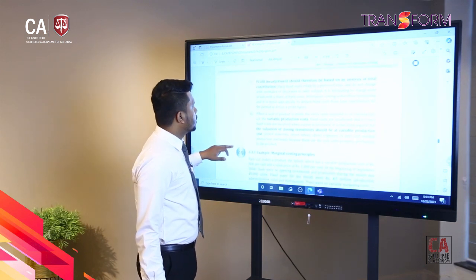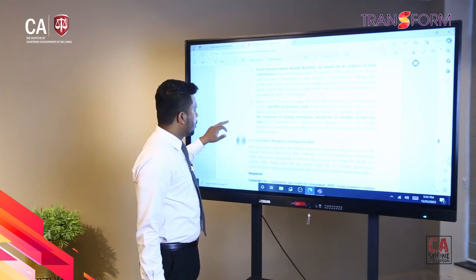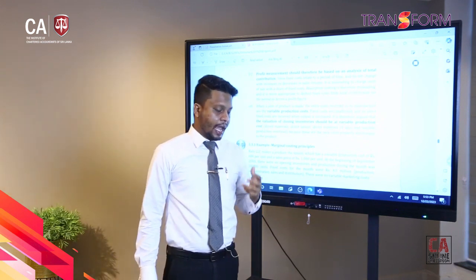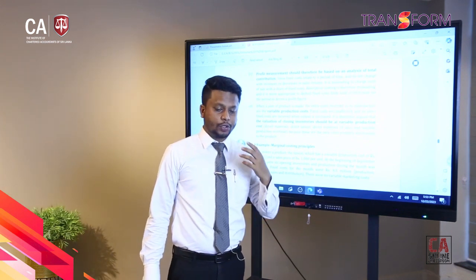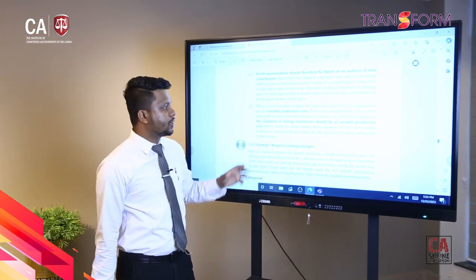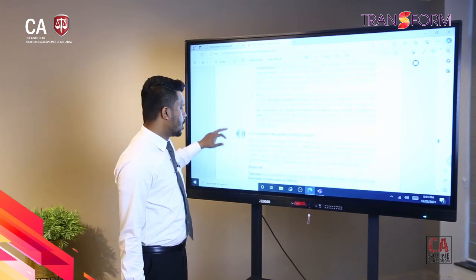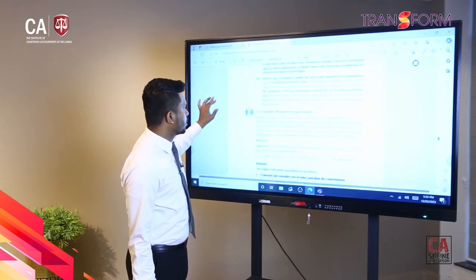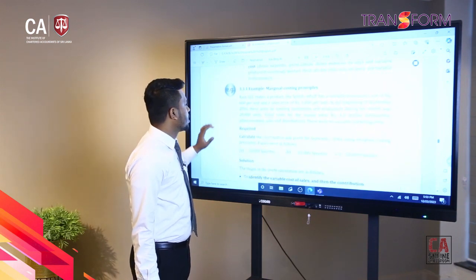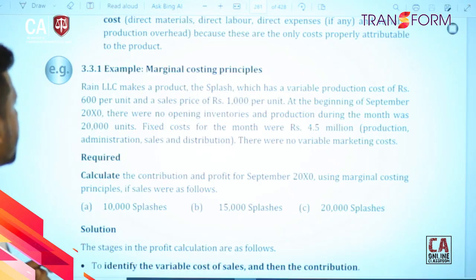Then what is the next thing we need to understand? So we need to calculate the inventory value, and then we need to calculate the profit under the marginal cost method. For that I have a question, so you can see the example number 3.3.1, marginal costing principles. So please read and try to develop your answers.